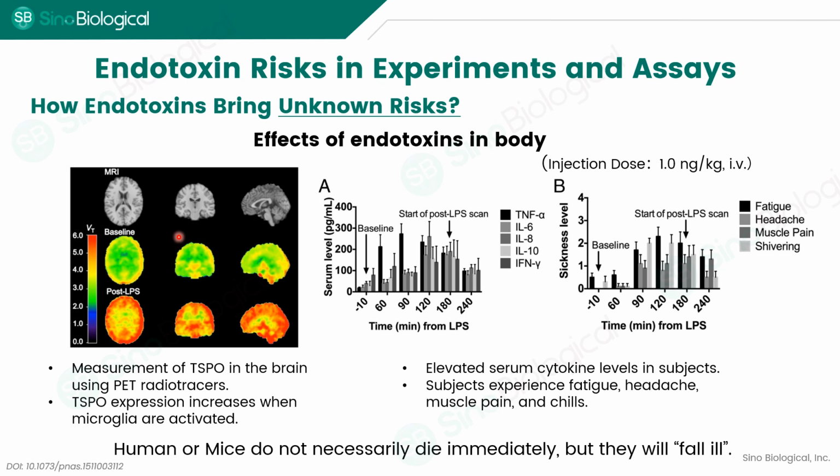Here on the left is a result of the measurement of TSPO in the brain using a PET radiotracer. After the injection of endotoxin into the mouse, you can see the TSPO expression increases when microglia are activated.